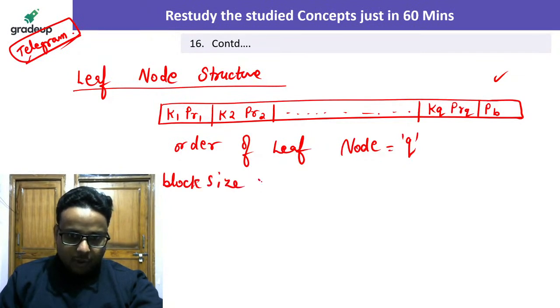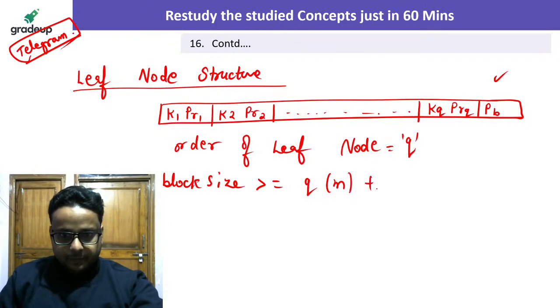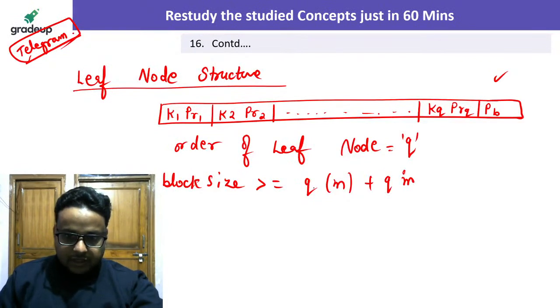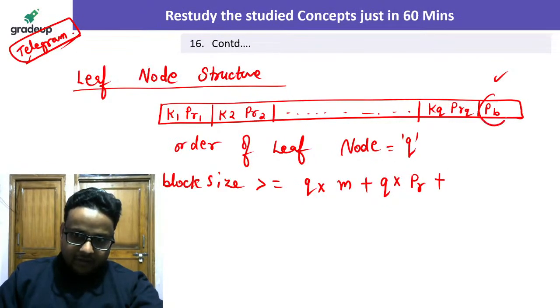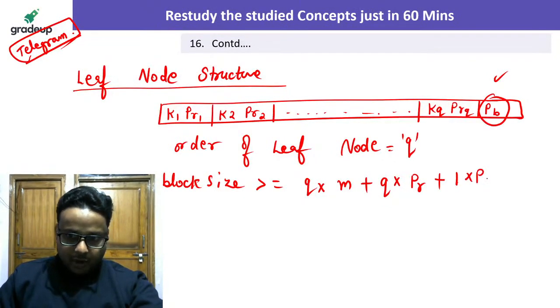So now what will be the block size here? The formula will be like block size should be greater than or equal to how many keys? q, so q into m, and how many record pointers? Again q. I have written m here for the key size. One is key and one is record pointer, right? So q into key size plus q into record pointer size pr, and plus one, only one, so 1 into block pointer.